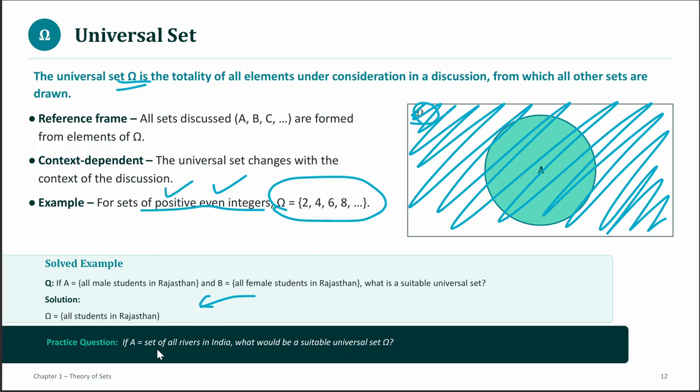If A is equal to set of all rivers in India, what would be a suitable universal set? It would be all rivers in the world.